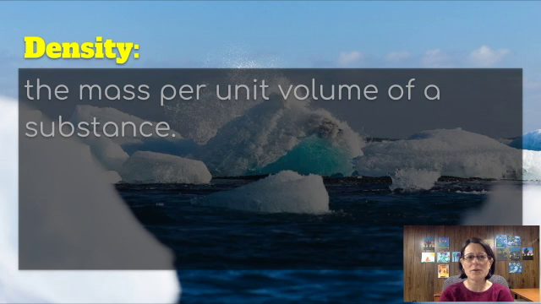Density is the mass per unit volume of a substance. We're going to take a closer look at this later, but in your book there's a chart that you will see in the section, and that lists different densities for different substances. We can actually calculate the density of a substance and determine what it is. We're going to be calculating the densities of many substances in lab.